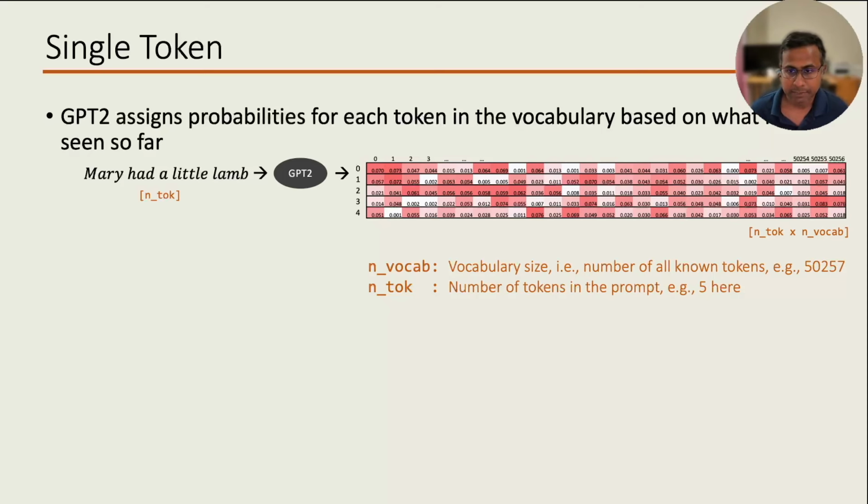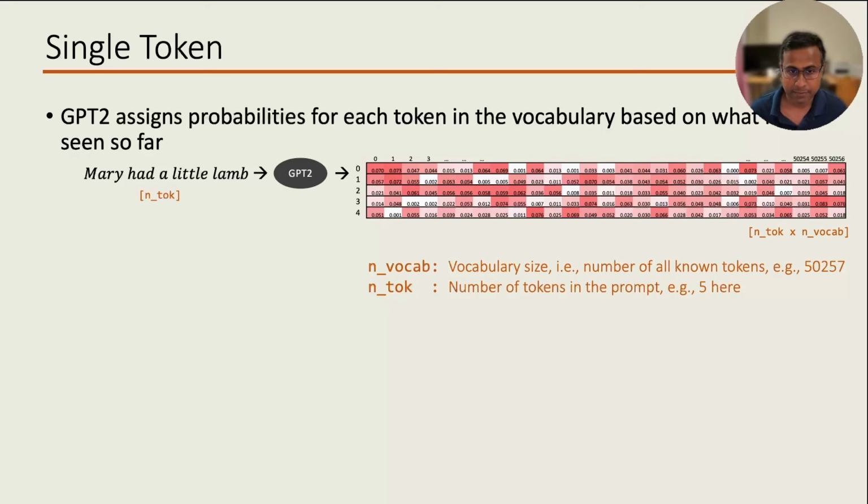On the columns, what we have are the possible tokens that GPT-2 can produce. This is what we call the vocabulary. For example, think of them as words in the English language. In our example, we have 50,257 possible tokens that the model can output, and those we indicate in columns.